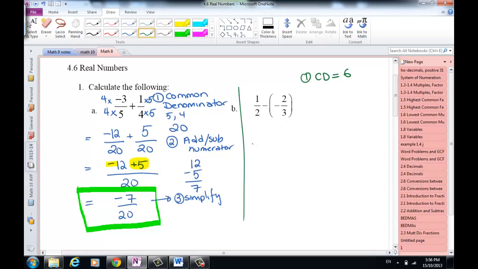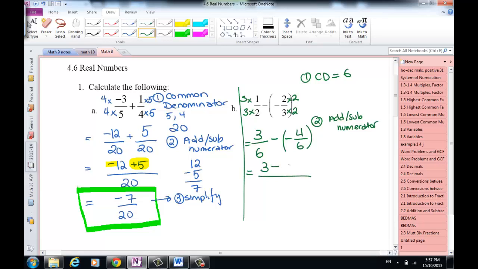So I'm going to try and get both of them to 6. The first one, I will have to multiply the top and the bottom by 3, and I get 3 over 6. And now I'm just writing everything else back down exactly as I see it. I'm going to change this piece. I have to multiply the top and the bottom by 2, and I get 4 over 6. My second step, same as last time, I'm going to either add or subtract the numerator. So right now I have, what's going on top? I have 3 minus negative 4 over 6.